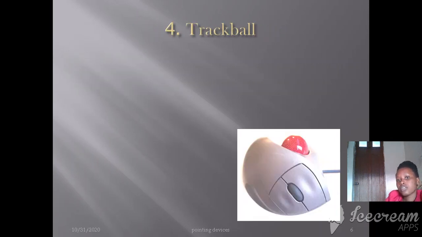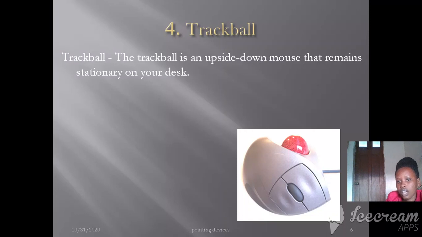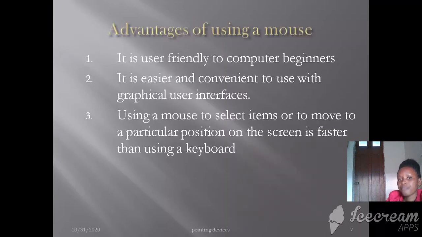We move on to the trackball. So these are the types of mice we looked at. The trackball looks like that, as you see in the diagram, and this trackball is an upside down mouse that remains stationary on your desk. So this kind of mouse doesn't move, it is stationary. You place it on your desk and start using it while stationed there.